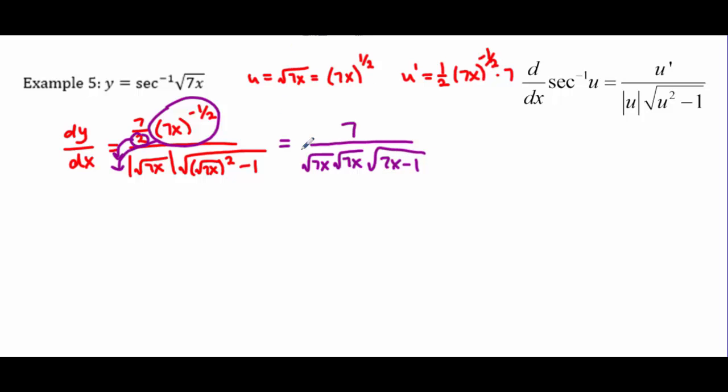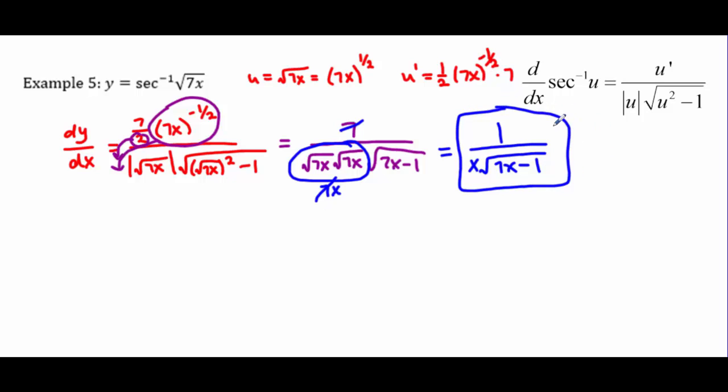So there's one more thing we can do. If I have square root of 7x times square root of 7x, that means that I have just 7x, and so my 7's can cancel. So this is 1 over x times the square root of 7x minus 1 for my answer.